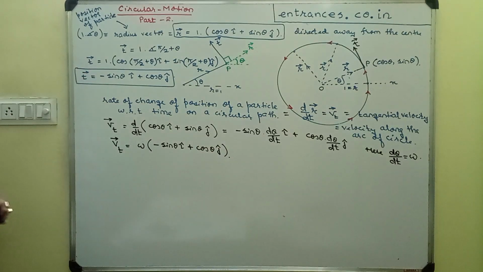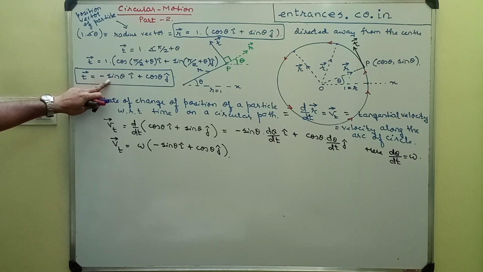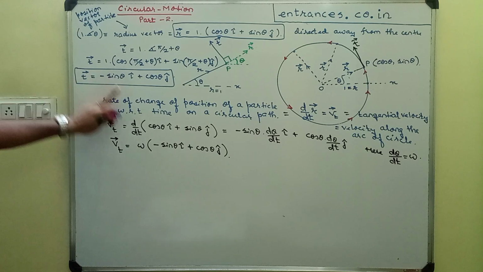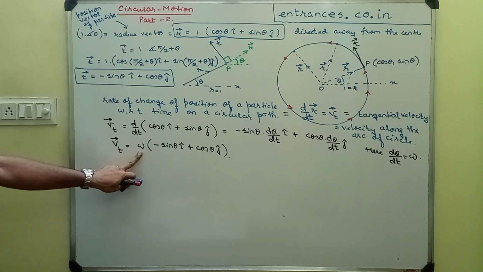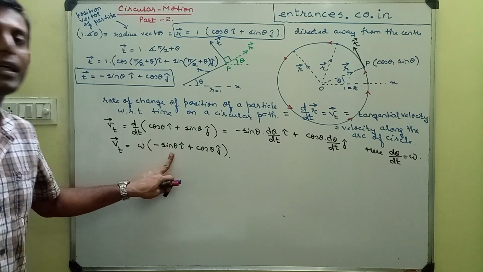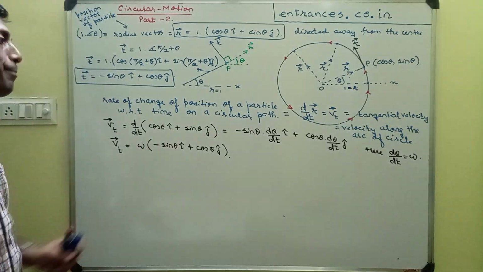Now you just make a matching. This is the tangent vector, and this is the tangent vector. That means this velocity with this magnitude will be directed along the tangent of the circle.